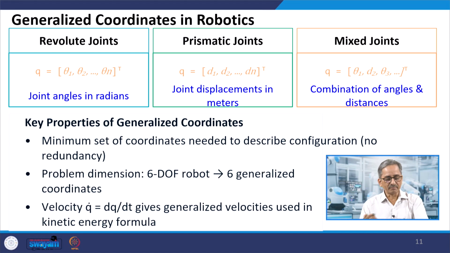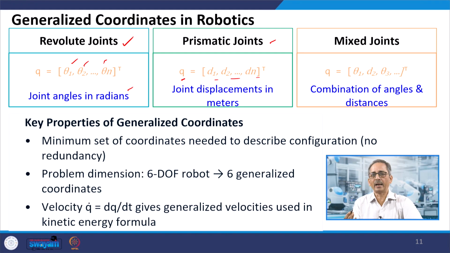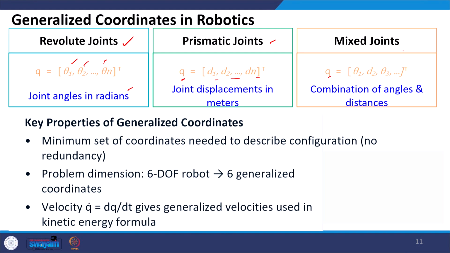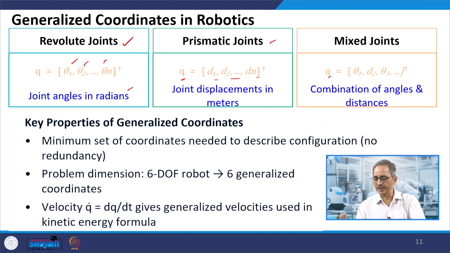This I talked about in terms of generalized coordinates. If my joints are all revolute joints, then these generalized coordinates are nothing but the joint angles, expressed in radians. And if it is a prismatic joint, then naturally my generalized coordinate is going to be the joint displacement in meters. Depending on what type of manipulator you have, if it has both revolute as well as prismatic joints, then in that case we may have both theta and d terms.